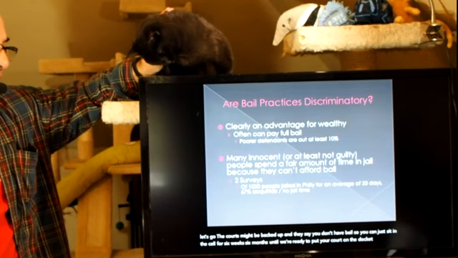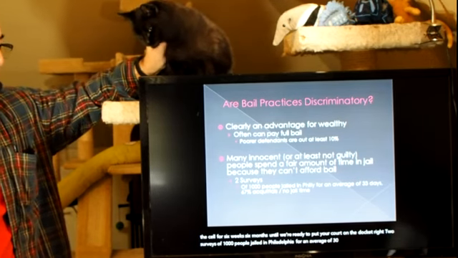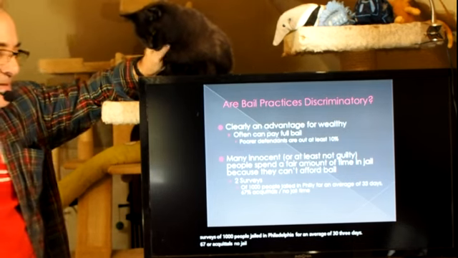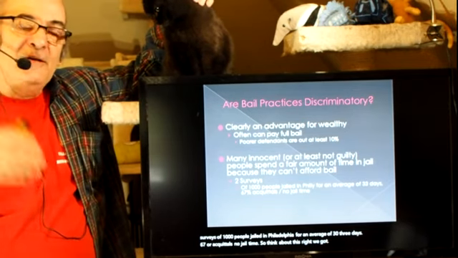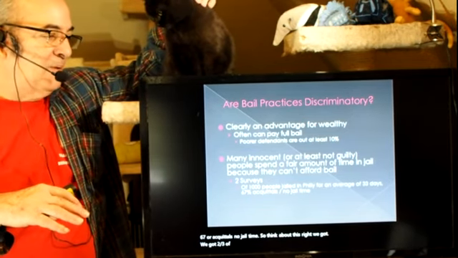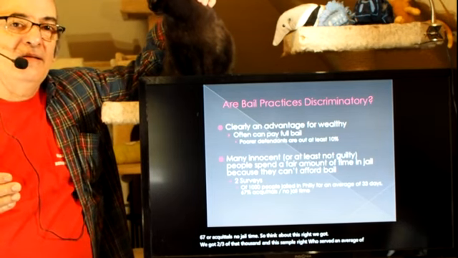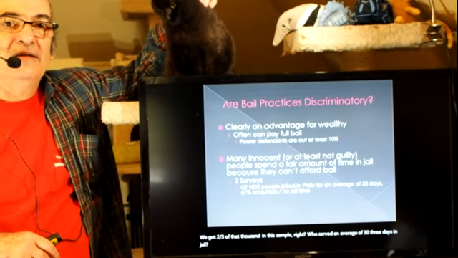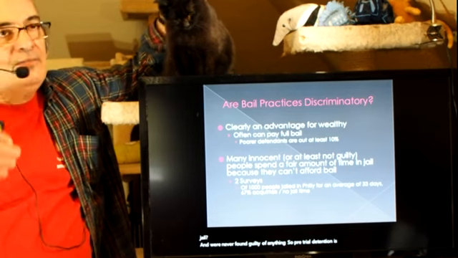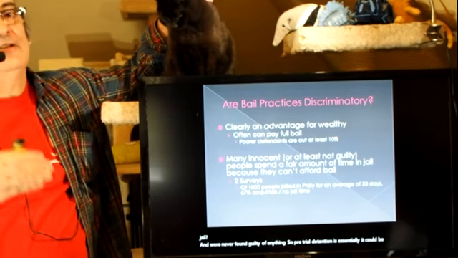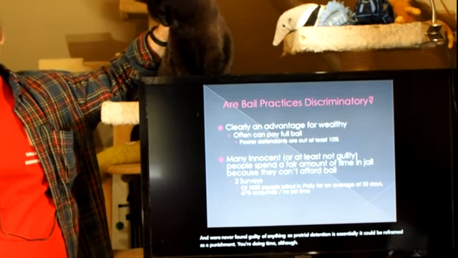Of 1,000 people jailed in Philadelphia for an average of 33 days, 67 were acquittals, no jail time. So think about this: two-thirds of that 1,000 in this sample served an average of 33 days in jail and were never found guilty of anything. So pretrial detention could be reframed as a punishment. You're doing time, although you've not been convicted of any crime.